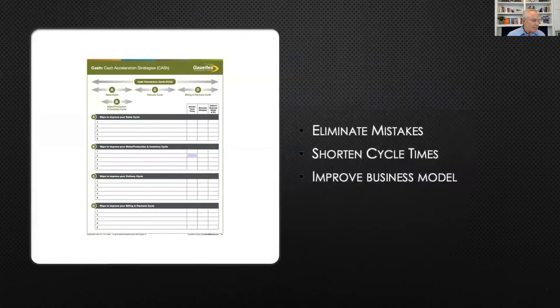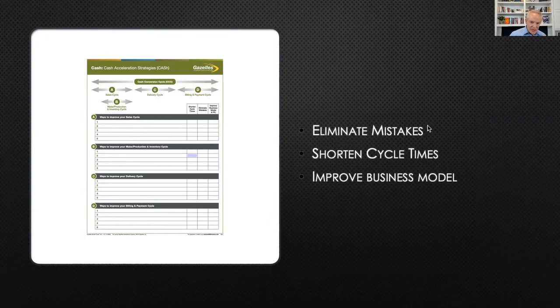so you can make a bigger impact through your mission. Again, we've got a tool called the Cash Acceleration Strategies tool, and I included this in your packet, but you'll see it identifies the 4 areas in your business, your sales cycle, your production cycle, your delivery cycle, as well as your billing and payment cycle, and gives you a way to brainstorm ideas to take costs out of each of those. And we give you some categories to look for.